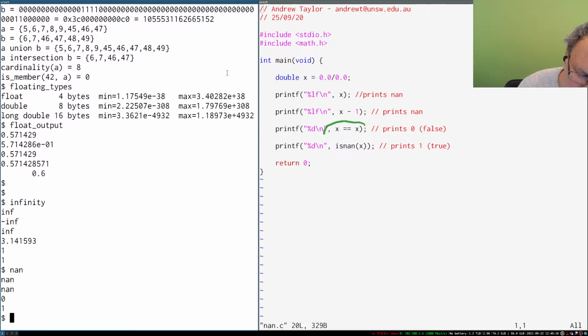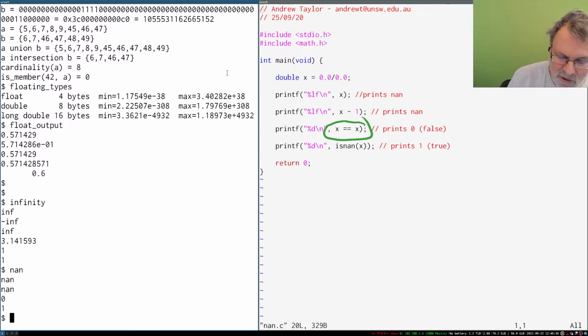Here's a good one. This is my favorite actually. This is really good. You're saying x equals x. If x is an int, that's always true. So if x is an int, you say x equals x, the compiler will pre-compute that and say that's always true, and it'll optimize your program.